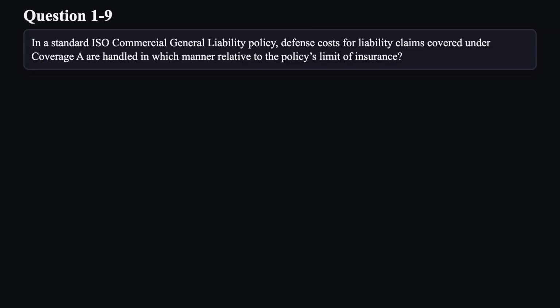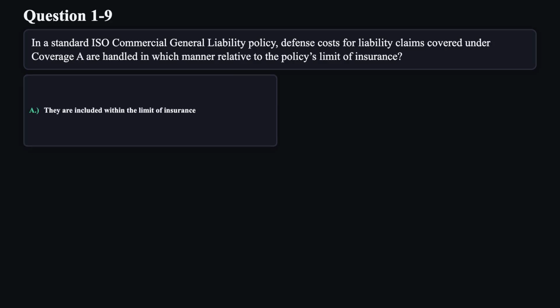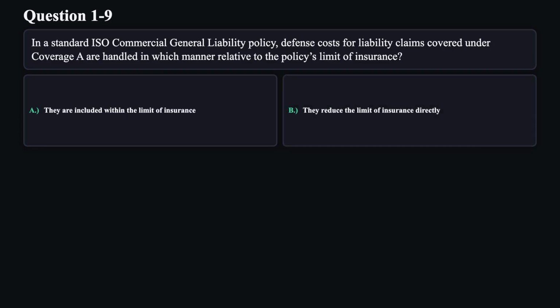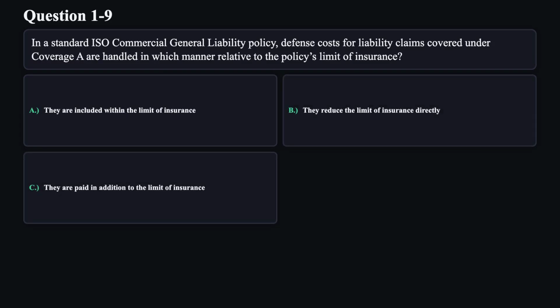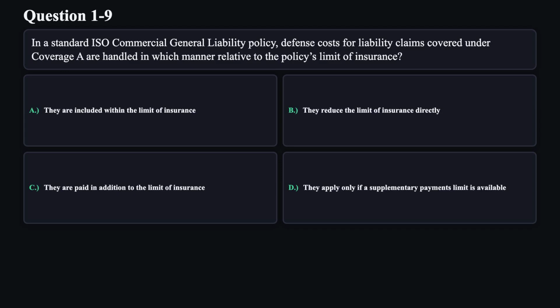Question 9. In a standard ISO commercial general liability policy, defense costs for liability claims covered under coverage A are handled in which manner relative to the policy's limit of insurance? A. They are included within the limit of insurance. B. They reduce the limit of insurance directly. C. They are paid in addition to the limit of insurance. D. They apply only if a supplementary payments limit is available.